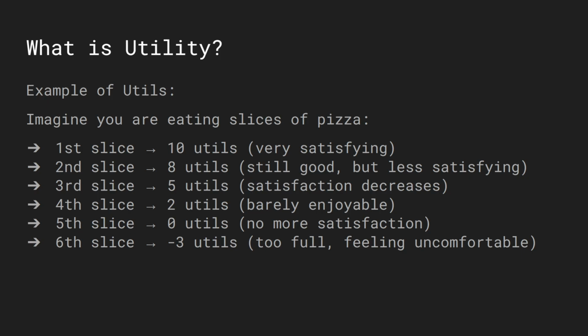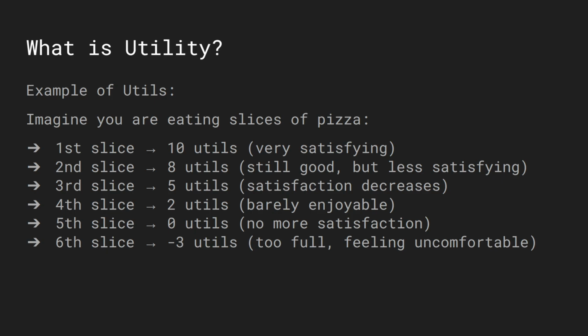Imagine you are eating slices of pizza. You're very hungry and you just got a very good pizza. For the first slice that you are eating, you would get more satisfaction, and as you were hungry, this would mean very high utils. For the second slice, you are still hungry, but you can't eat like you were eating the first slice of the pizza. And as you continue to eat, for the fifth slice, you can't eat anymore because you're full.